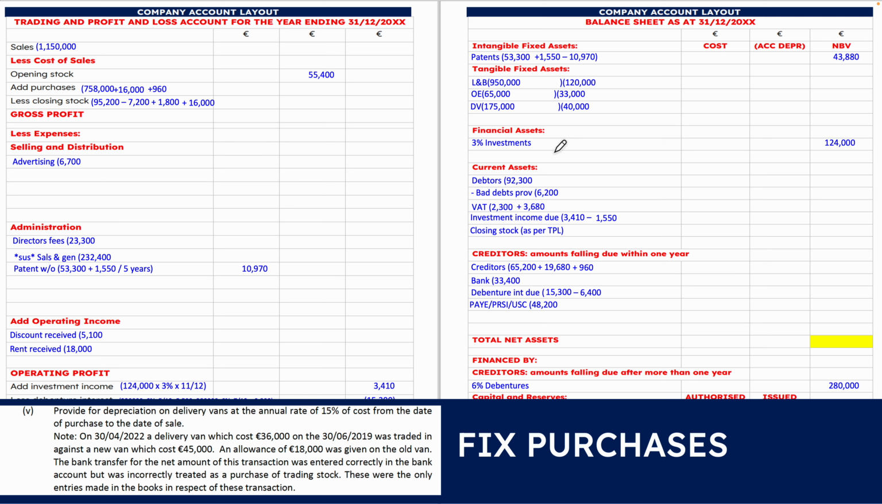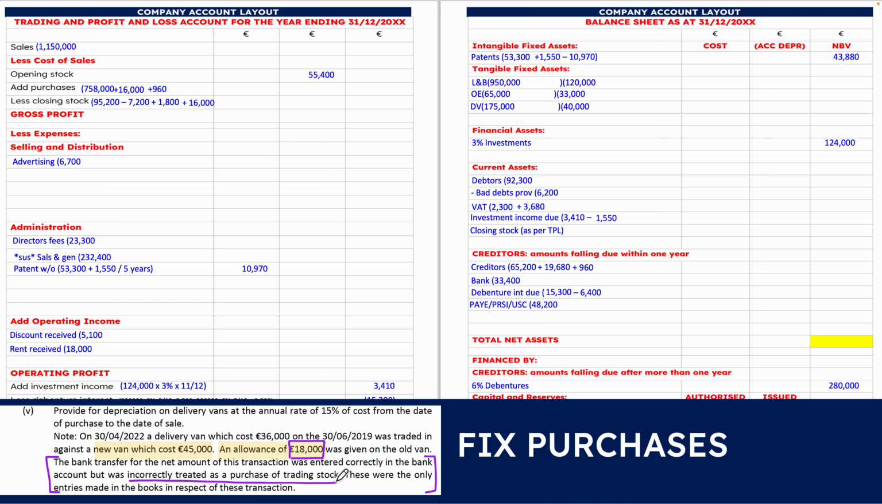First of all, we will fix the purchases figure, because it's saying here that the bank transfer for the net amount of this transaction was put into the bank account. What was that transaction? We drove out in a new van, but we left an old van and we got 18,000 for the old van. But the new van cost 45,000. So the net amount would be €27,000. But it was incorrectly treated as a purchase of trading stock.